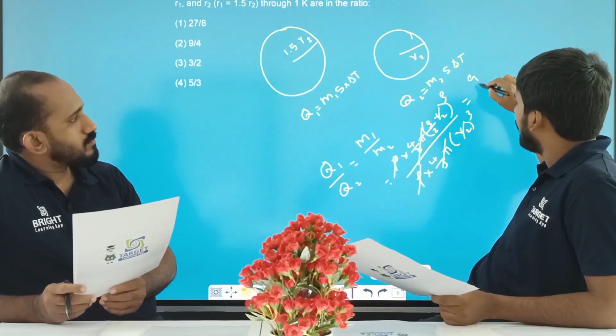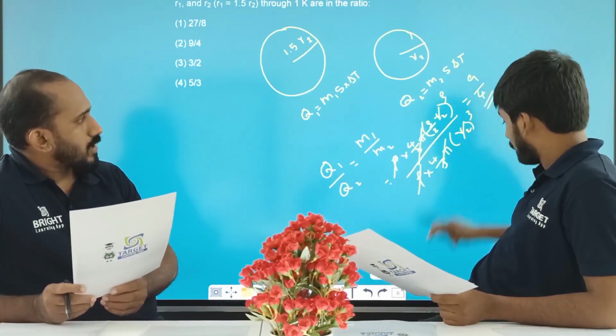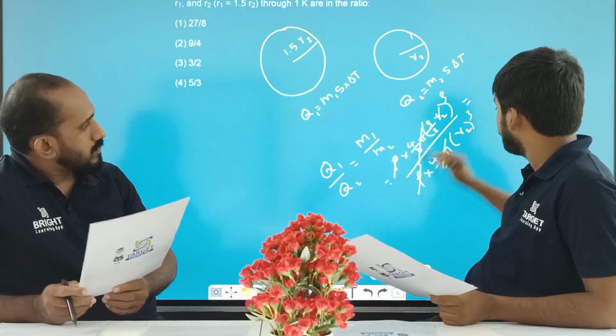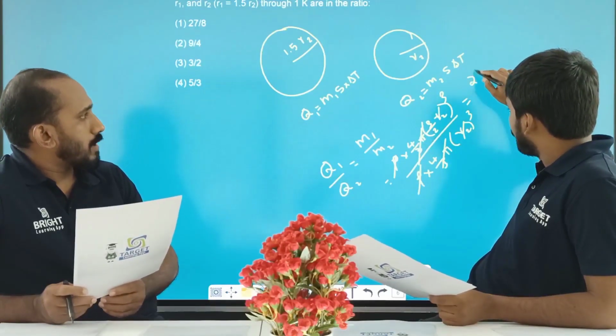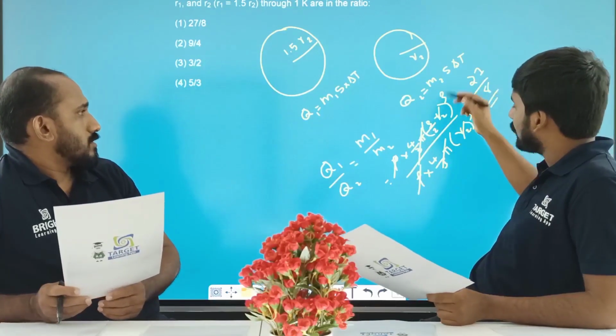So 3 by 2 whole cube. Sorry, it's not 9 by 4. 3 cube is 27, and 2 cube is 8. So 27 by 8 is the right answer, that is 3 cube by 2 cube.